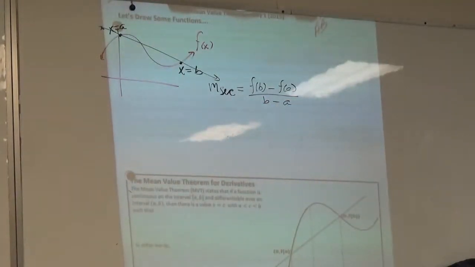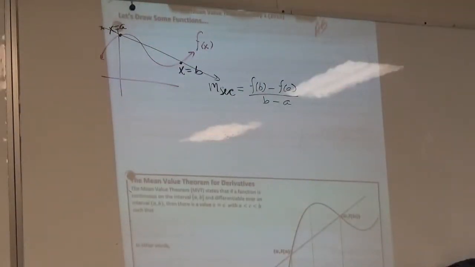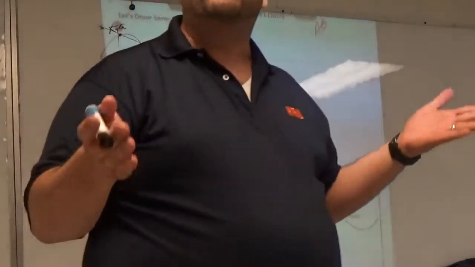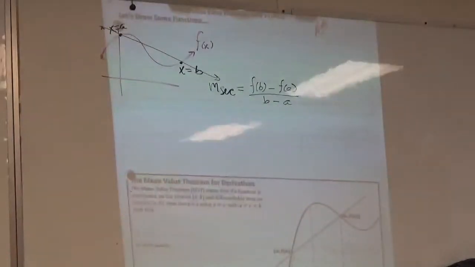I want you to see, are there any points in between a and b where the tangent line is parallel to the secant line? Let me say that again. You've graphed a function. You've got a starting point, you've got an ending point, you've made a secant line. Are there any points on your curve where the tangent line is parallel to, said another way, has the same slope as your secant line? I'll let you play around with that. Can you find any places where the tangent line has the same slope as the secant line?